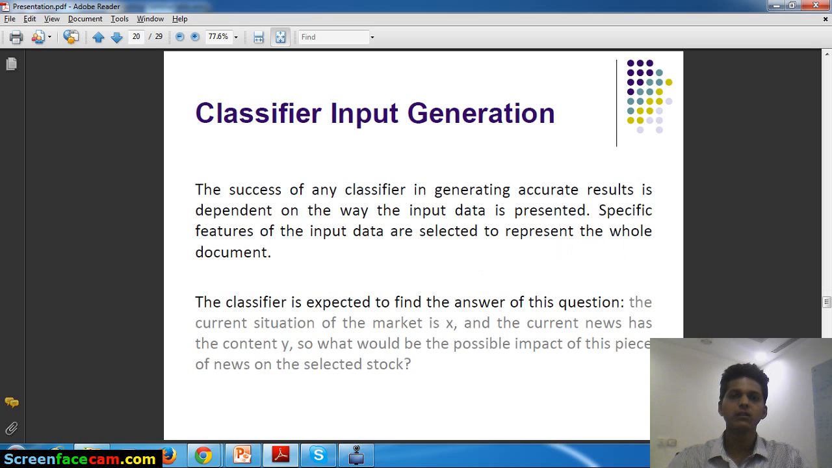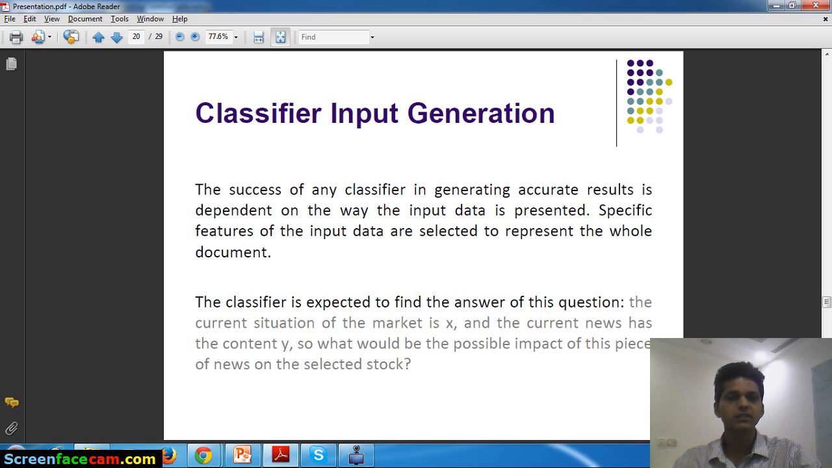Okay, moving on, we have something called the classifier input generation. So we have the classifier, and there has to be some sort of input that has to be fed to the classifier. So what is that input and how do we generate it? We'll talk about that here.